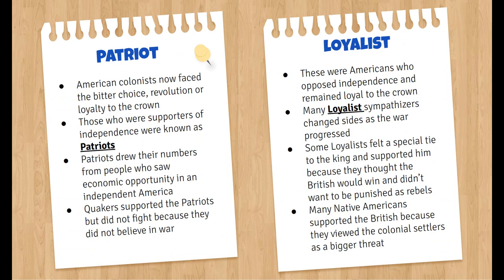Loyalists. These were Americans who opposed independence and remained loyal to the crown. Many Loyalist sympathizers changed sides as the war progressed. Some Loyalists felt a special tie to the king and supported him because they thought the British would win and didn't want to be punished as rebels. Many Native Americans supported the British because they viewed the colonial settlers as a bigger threat.